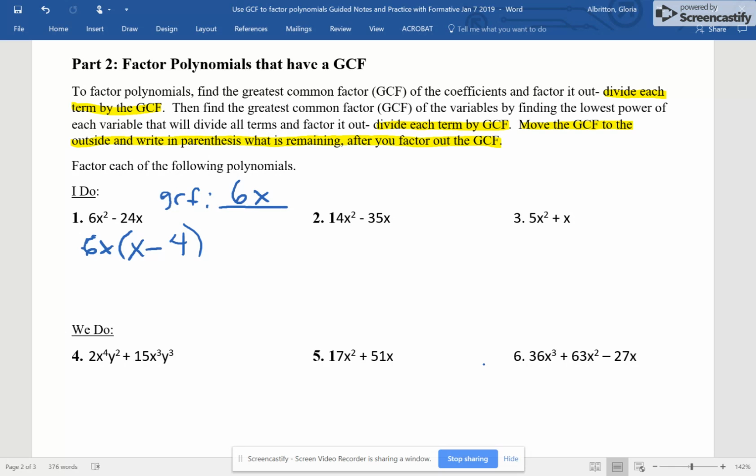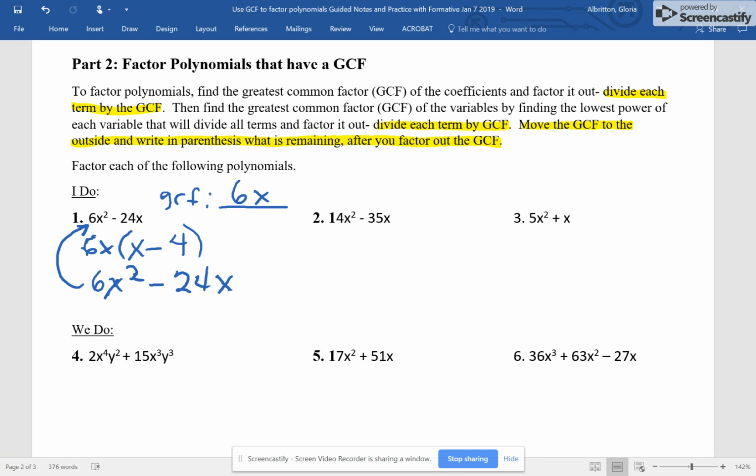I can actually check this to see if the answer is right, because if I take the answer I got and multiply it, I should get this original problem back. I can use distributive property to multiply 6x times x. That equals 6x squared. And 6x times 4 is 24x. And since I did get this original problem back, I know that my answer is correct.